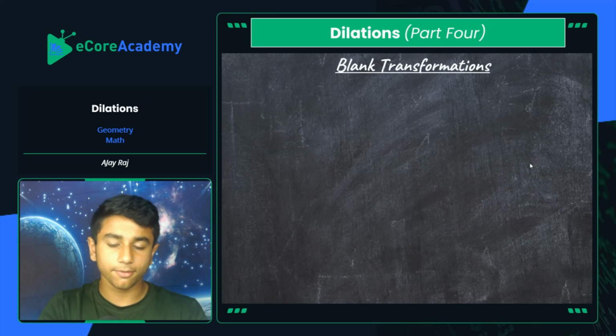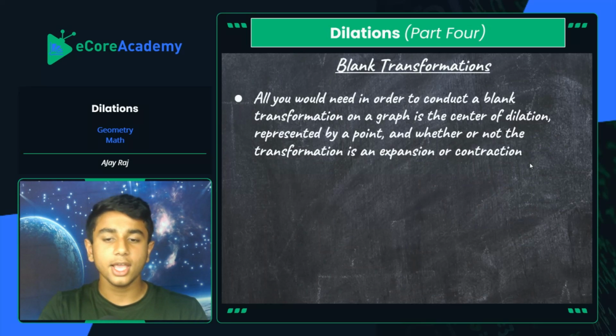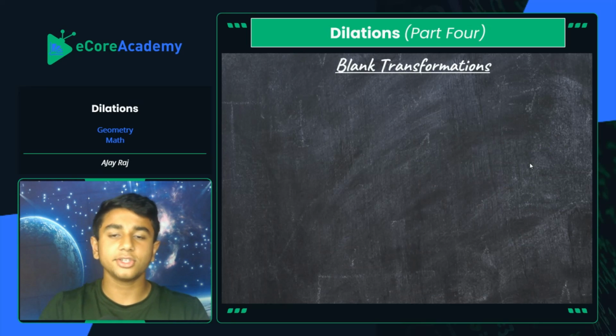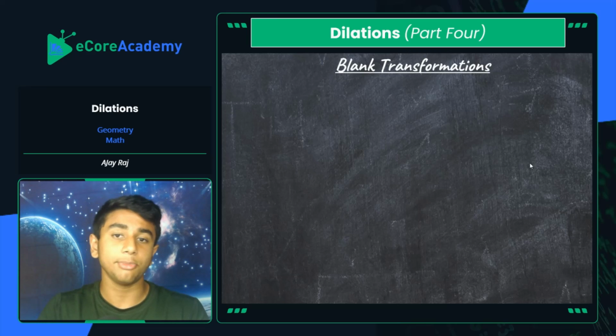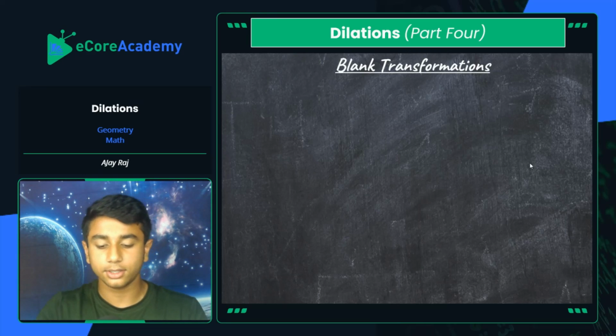So dilations part 4, we're going to look at blank transformations. If you don't already know what a blank transformation is, it's basically a transformation without any calculation and through pure estimation on a blank plane, and it just shows the overall visual of a dilation. It's basically showing an estimated version of what a dilation would look like.